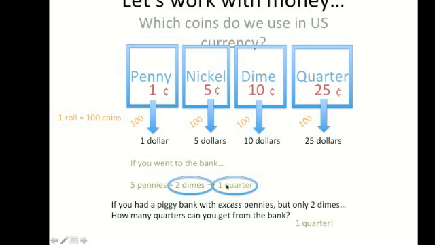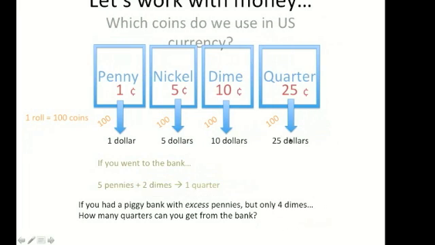That's what we need to pay attention to. Okay? Let's take a look at this next example. If I had a piggy bank with an unlimited number of pennies, but I've got 4 dimes, then how many quarters can I make? Okay, I'm going to look at my equation again.